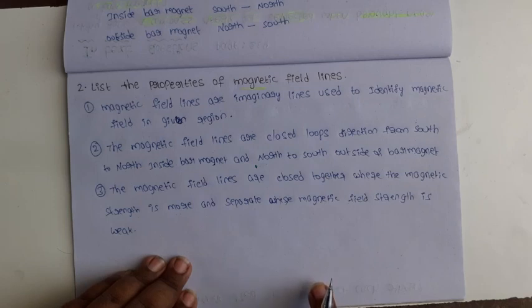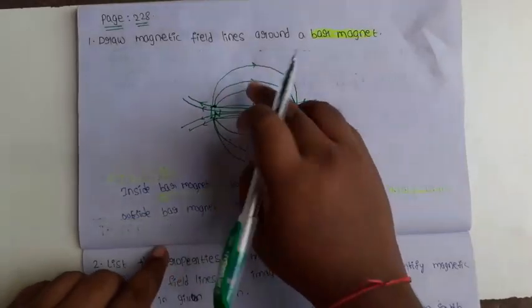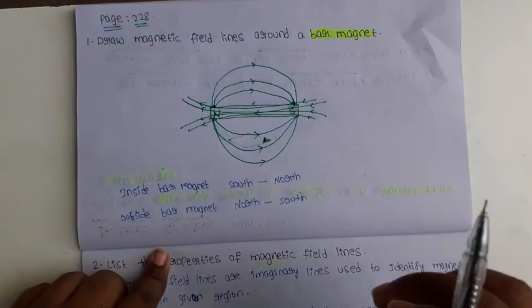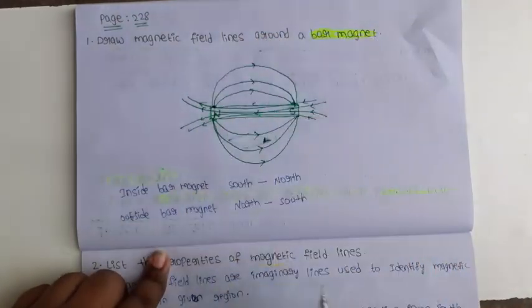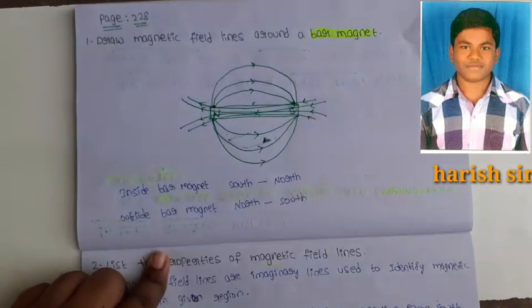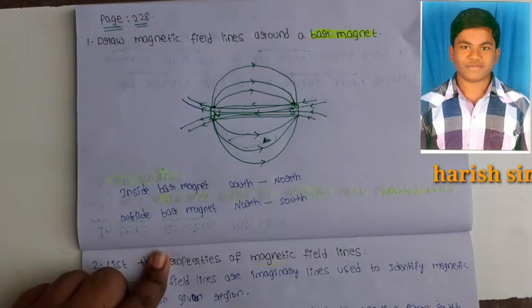And lines are separate where the magnetic field strength is weak. You can observe here, at this particular point the magnetic field lines are separated because some gap is there between the lines. So at this particular point the magnetic field strength is weak.